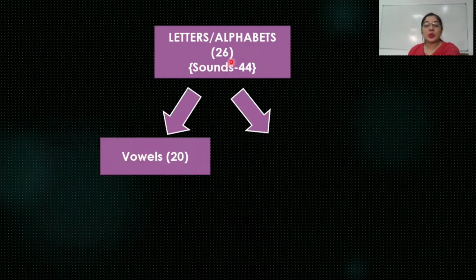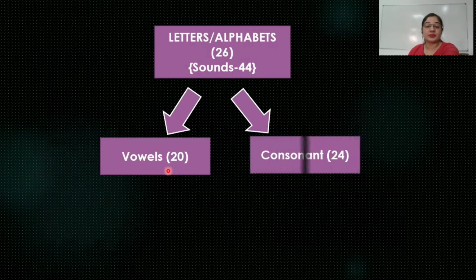As in, 26 is divided into 5 vowels and 21 consonants. These 5 vowels have 20 sounds. A, E, I, O, U has 20 sounds. These 5 letters can be produced in 20 ways, whereas these 21 letters can be produced in 24 ways. Right?